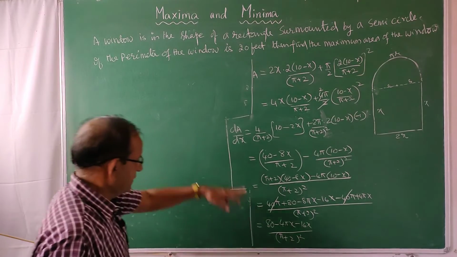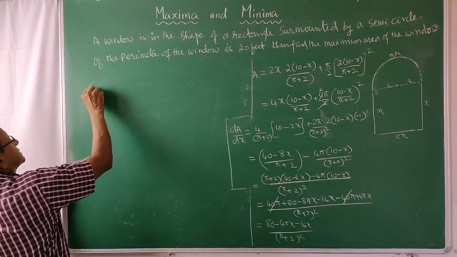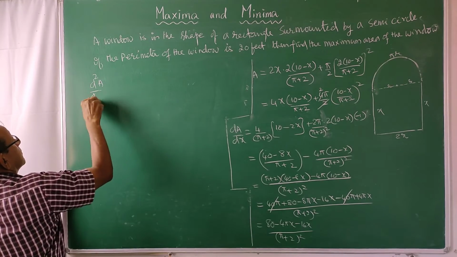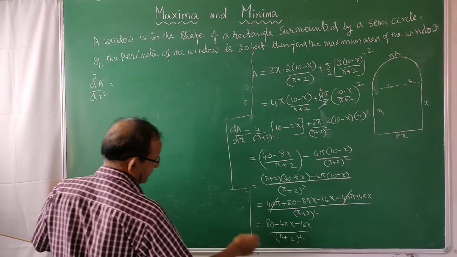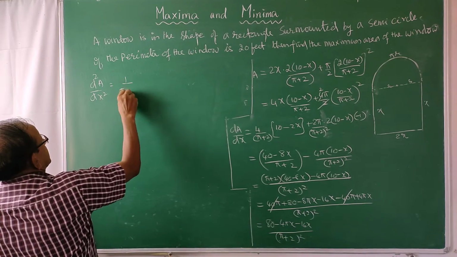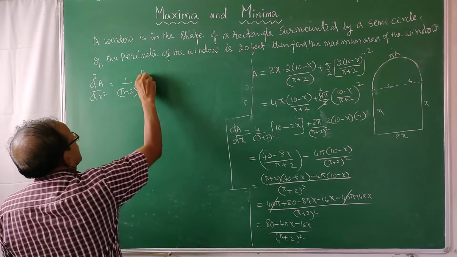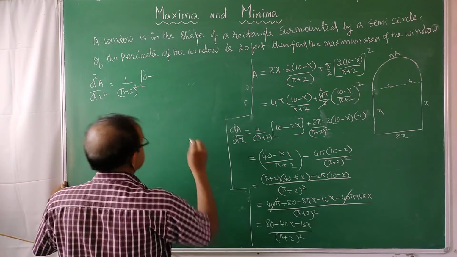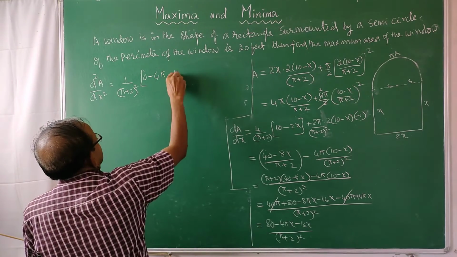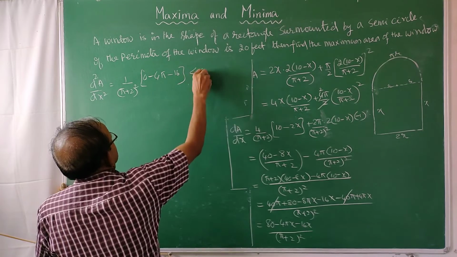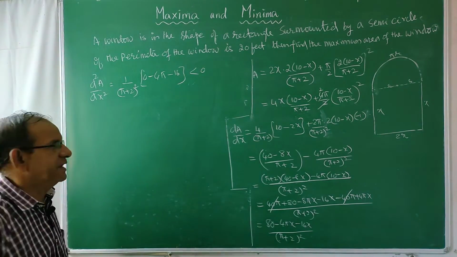Now this is the value of dA by dx. What is the second derivative? d square A by dx square equals, this is constant, so you can keep it like that, (pi plus 2) whole square into 80 derivative is 0, minus 4 pi x derivative is minus 4 pi, and minus 16x derivative is minus 16. So this is negative, so less than 0. So only maximum value is possible for A.